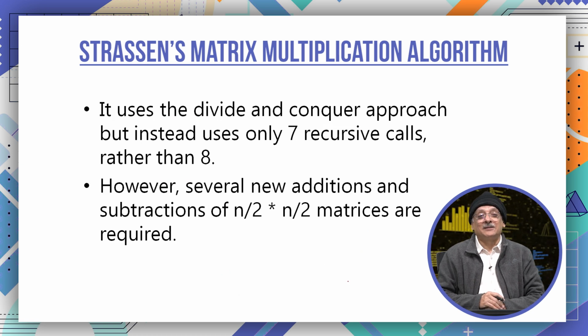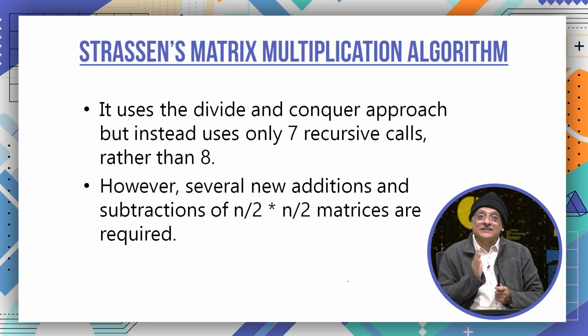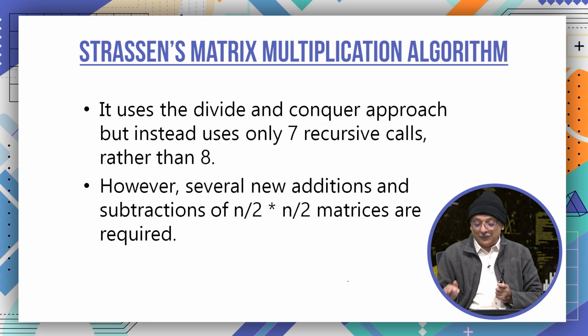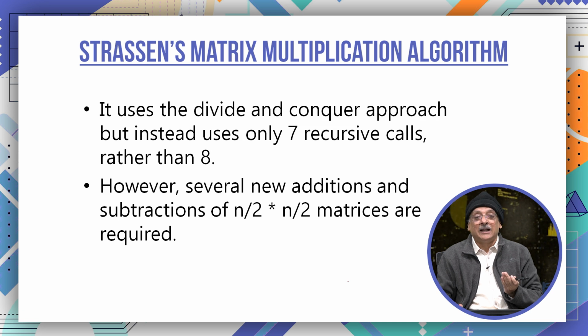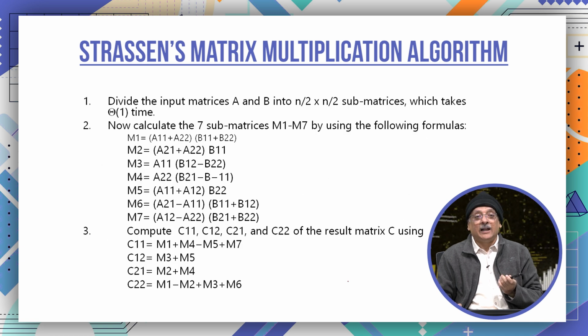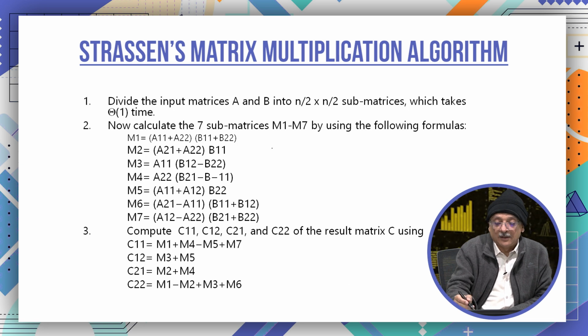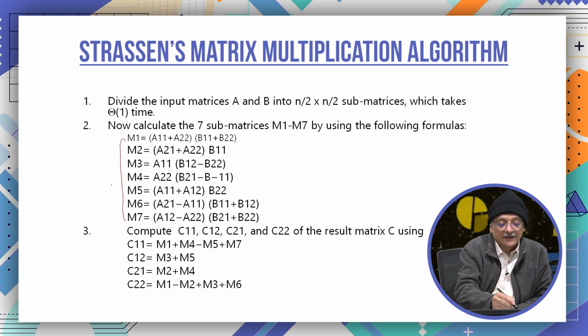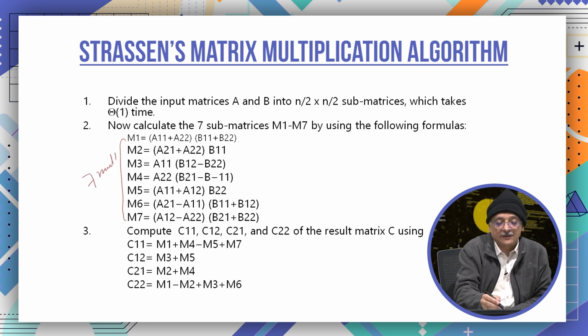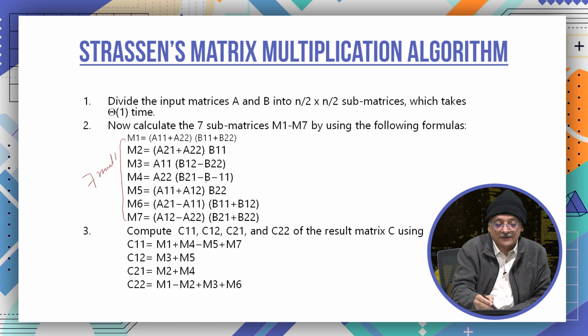But Strassen's matrix multiplication algorithm reduces this. There were 8 multiplications; Strassen has reduced those to 7 recursive calls, or 7 multiplications, at the expense of a few more additions. However, those are still additions of n by 2 by n by 2 matrices only. The important thing is that it does just 7 multiplications, adding A11 with A21 and then multiplying with B11 and B22, just like the Karatsuba kind of situation. Some manipulation is done with additions and subtractions.